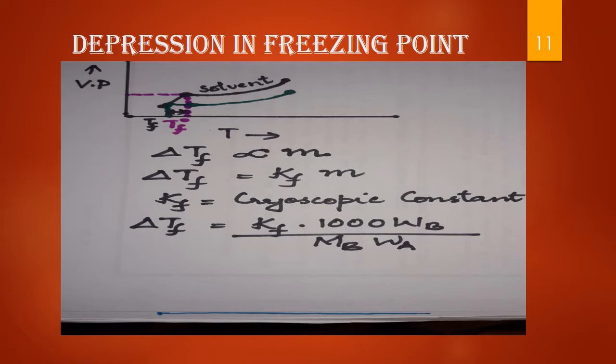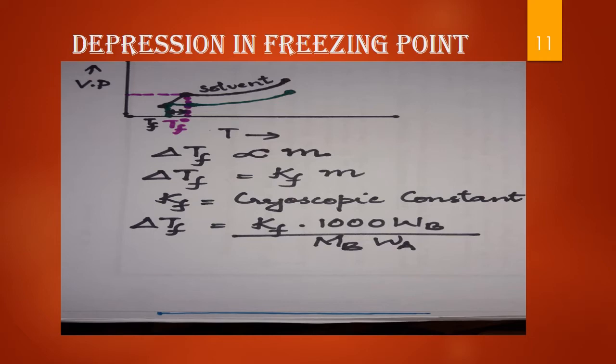Now take the case with solution. We know that solutions are having vapor pressure less than the corresponding solvent. With the result, it takes longer time to freeze. That means it requires a more cooler temperature so that it gets solidified. So that value is TF. So what is the change in temperature? That is, T0F minus TF becomes equal to change in temperature.